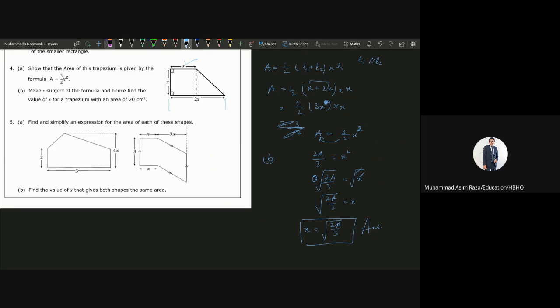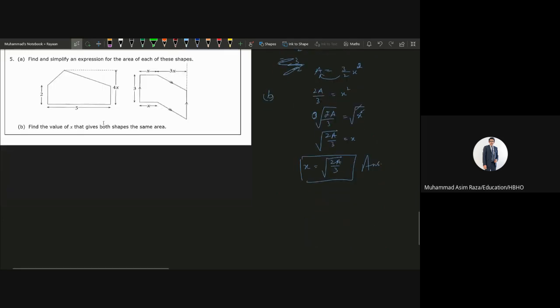Okay, this is the last question, which is question number 5, part A. It says find and simplify an expression for the area of each of these shapes. You know that this length, shape number 1, I would call it shape number 1. If I stretch a parallel line to the length which is 5, you know that this height will be equal to 4x minus 2. You understand this? Yes, sir.